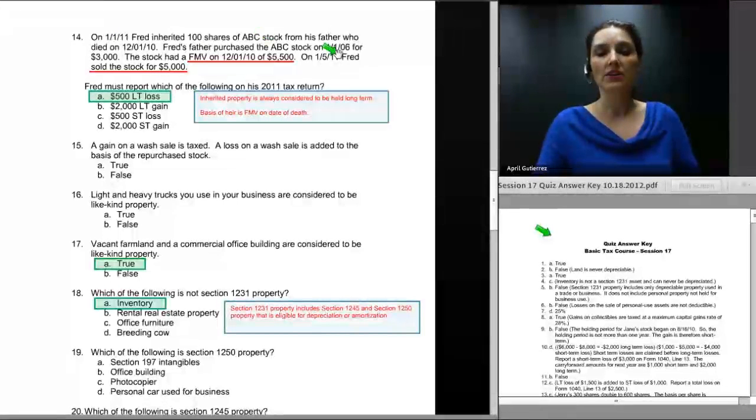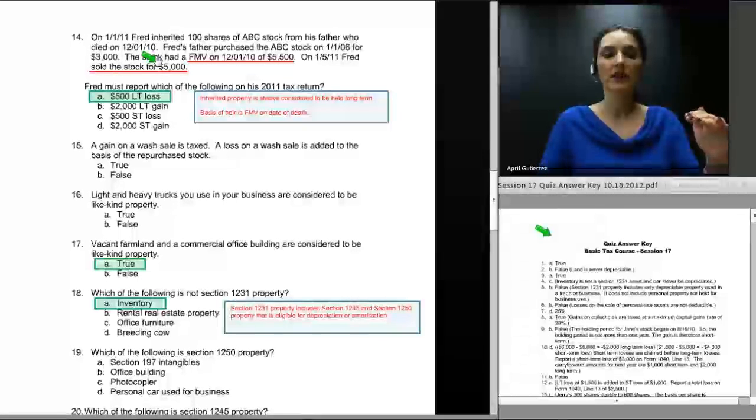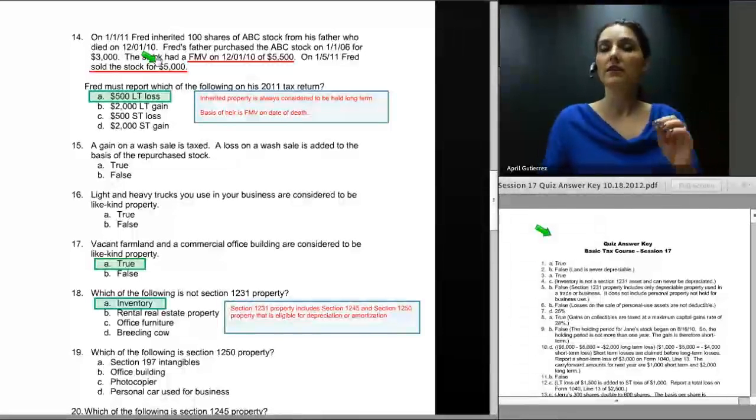When Fred sells the stock, he sells it on January 5, 2011 for $5,000. You can see right here the math is telling you that it dropped in value from the time he inherited to the time he sold. He has a loss. Now, is the loss long-term or short-term?